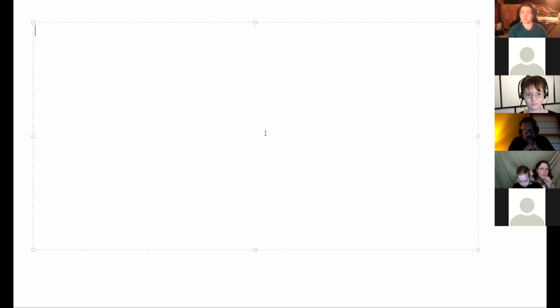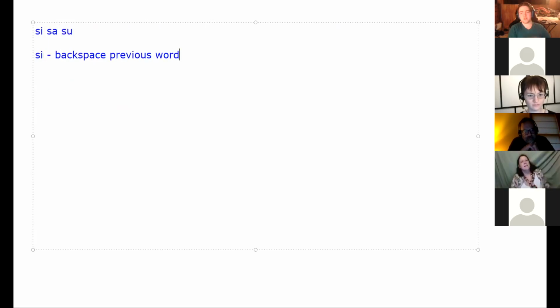Well, really cool words in Lojban are si, sa, and su. Si means backspace the previous word, and you can say multiple si's. Like if I were to say "mi klama le zarci si", this would become "mi". And then there's sa, which is backspace until the next word I say.